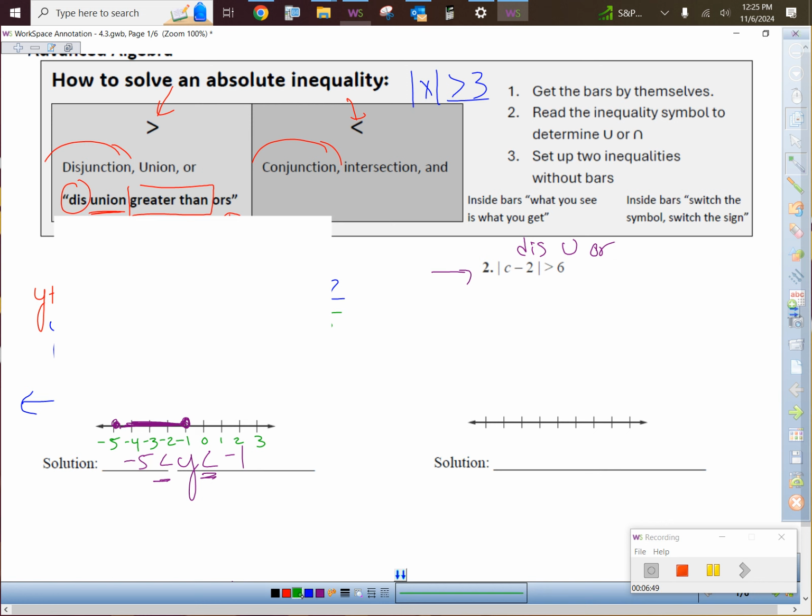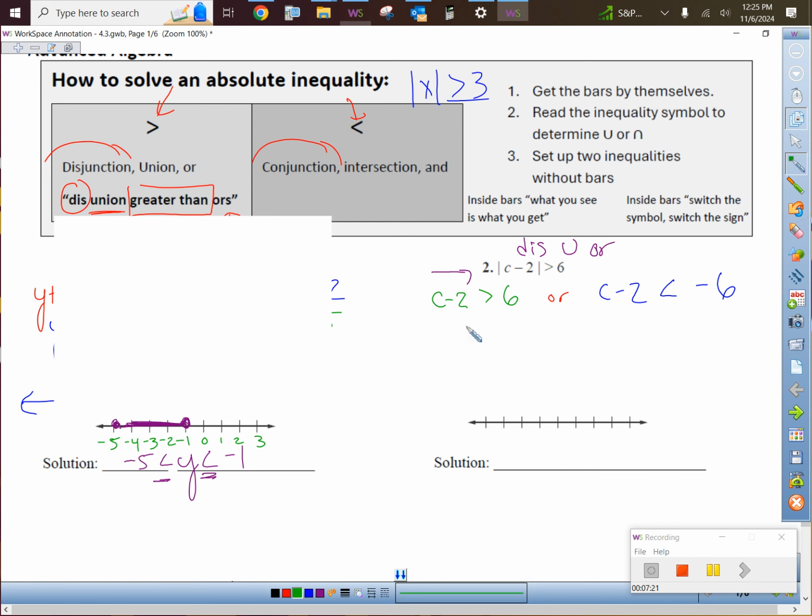So now let's take what's in the bars, and what you see is what you get. I see a greater than 6. I put a greater than 6. What's the word in the middle? Or. Never change what's in the bars. It's C minus 2. It's going to stay C minus 2. Switch the symbol. Switch the sign. It was a greater than. It becomes a less than. It was a 6. It becomes a -6. Cool? Let's solve both.